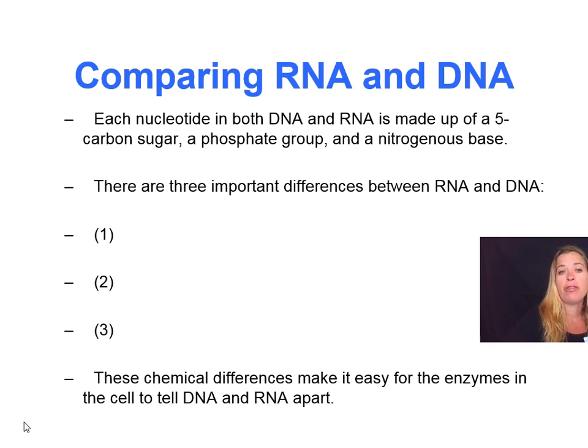The third and last difference is probably the most important to what we're going to be doing today, and that is, as you know, Chargaff's rules: adenine pairs with thymine and guanine pairs with cytosine. But in RNA, adenine pairs with uracil. Adenine does not pair with thymine.